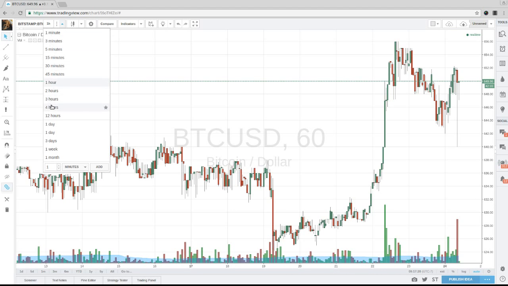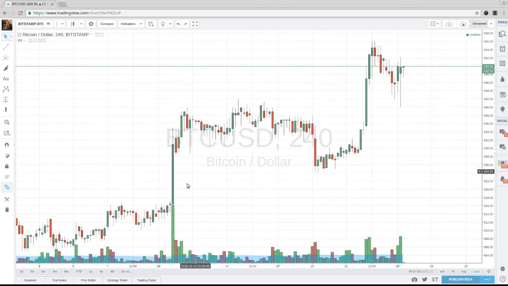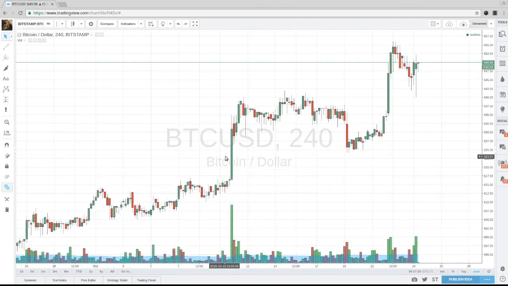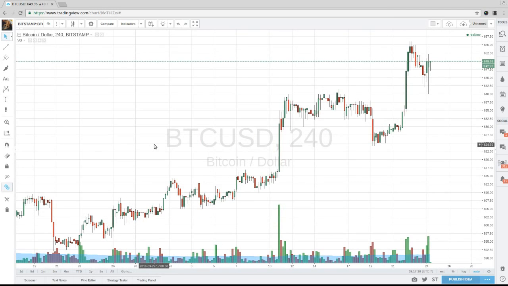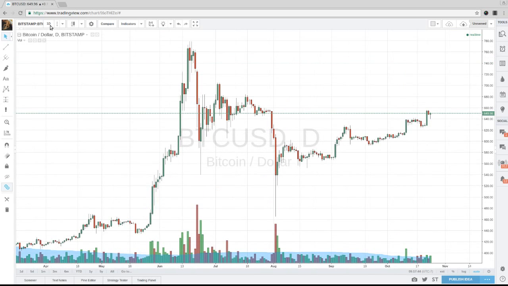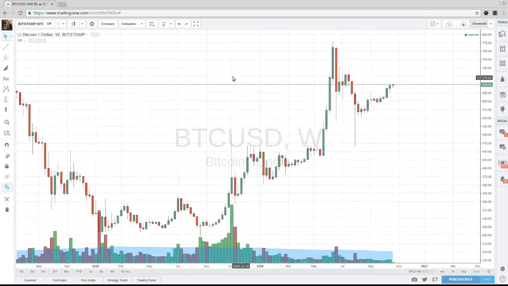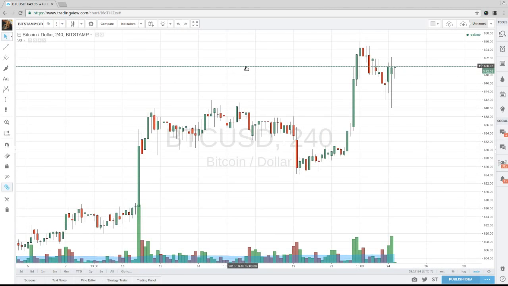I often chart 4 hours. I find 4 hours is good for establishing a more long-term trade. If you're high leverage, you might want to do a lower time frame because you have less wiggle room. If you're trading spot, you might want to do a higher time frame. You might even want to go up to 1 day or 1 week. But with Bitcoin's volatility, you're probably going to want to use somewhat of a low time frame.